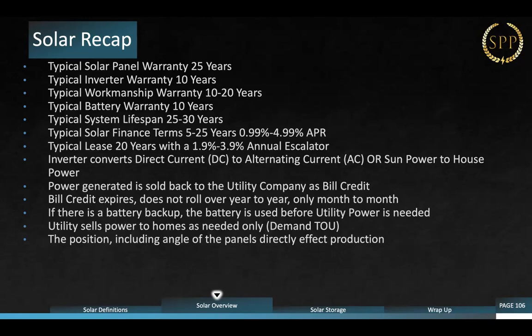The inverter converts direct current to alternating current, or sun power to house power. Power generated is sold back to the utility company for a bill credit. Bill credit expires. It does not roll over year to year, only month to month. And if there's a battery backup, the battery is used before utility power is needed. Utility sells the power to the home as needed, only for demand time of use. Okay, so when you have solar, they're selling you the time of use charges for when you do overuse. And the position, including the angle of the panels, does directly affect the production.